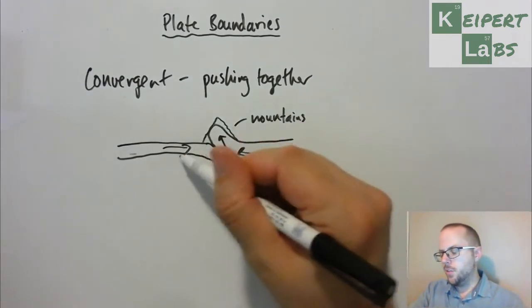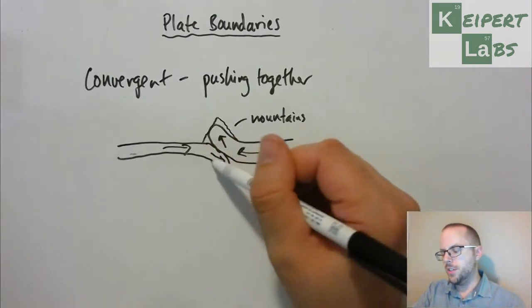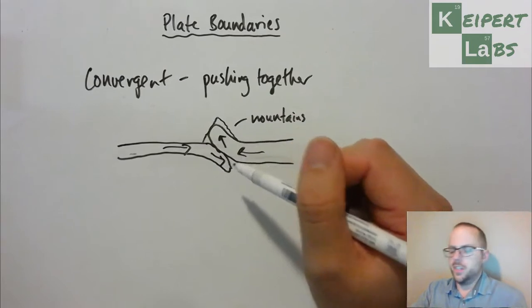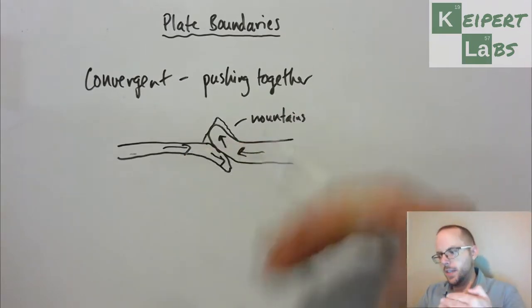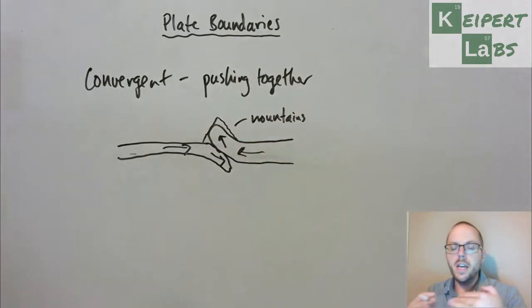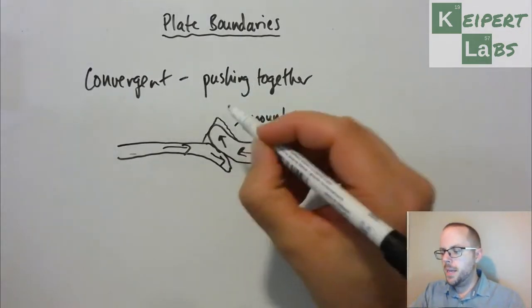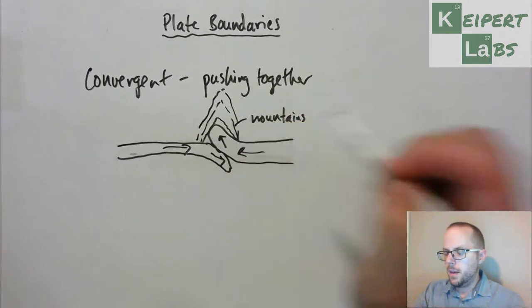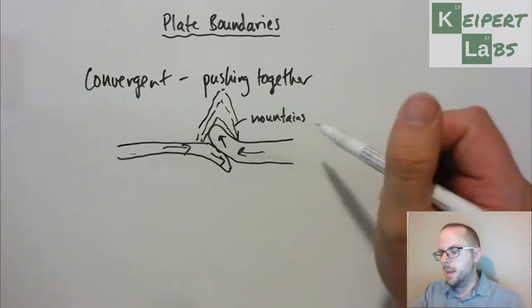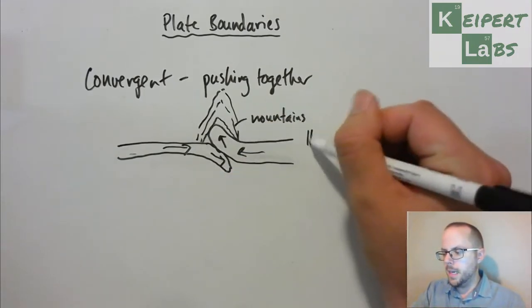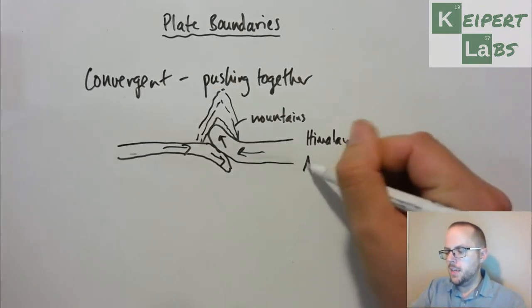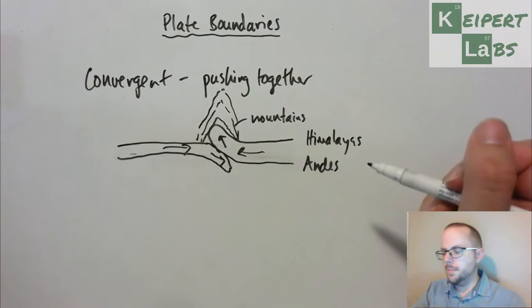Okay, so as this piece of the crust goes down underneath, that forces this one to go up, and it's continuing to go up as they continue to slide towards one another, and so those mountains grow bigger and bigger over time. Okay, and so this is how we get things like the Himalayas or the Andes Mountains in South America.